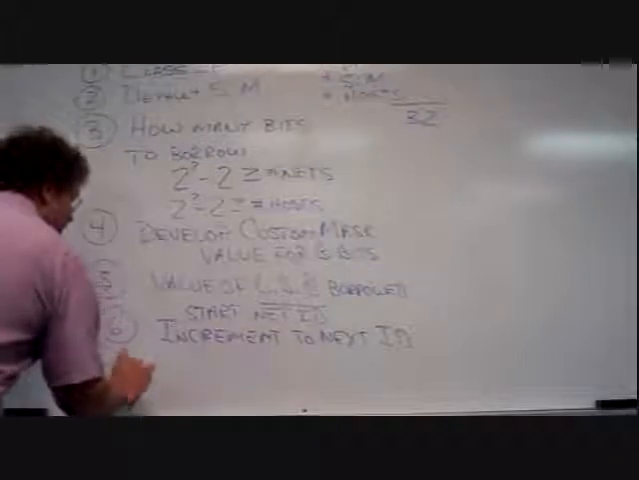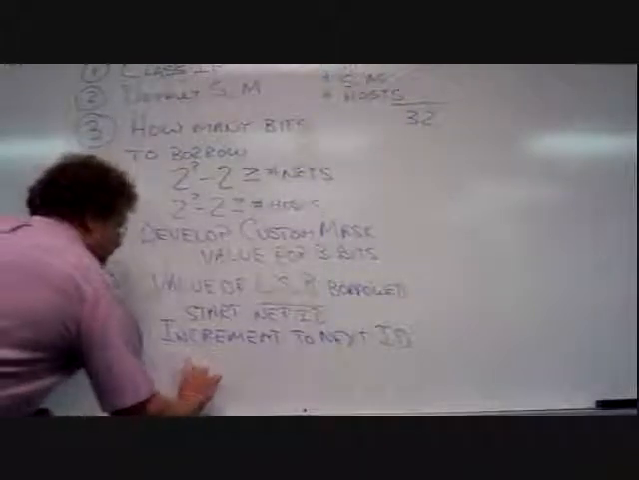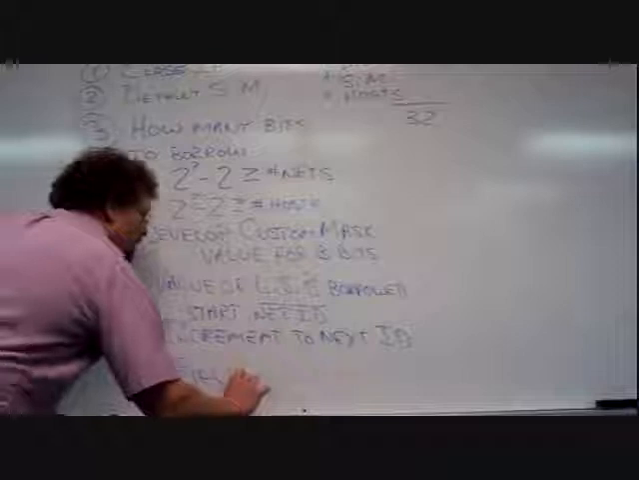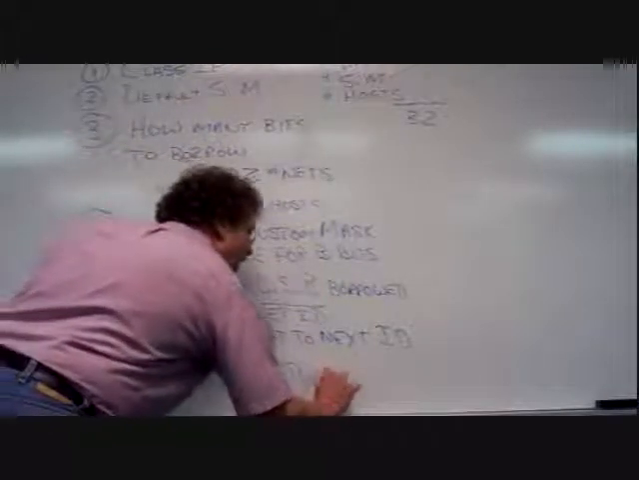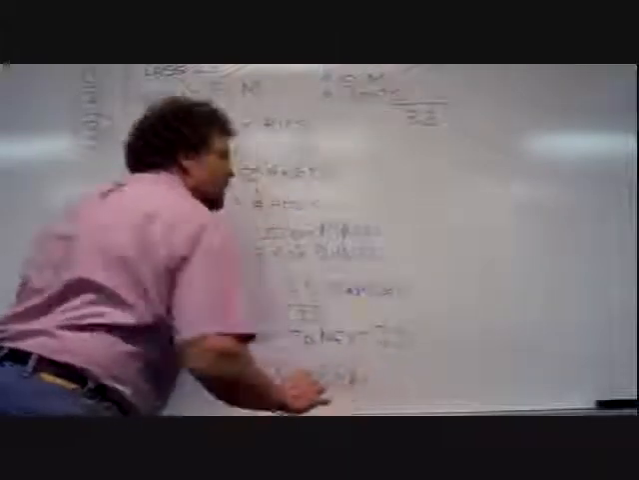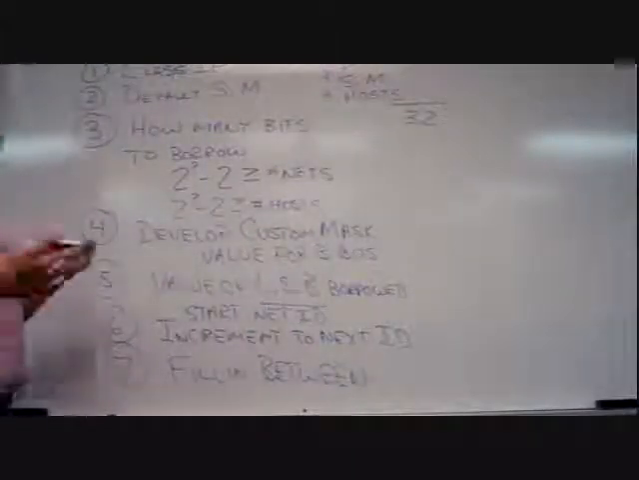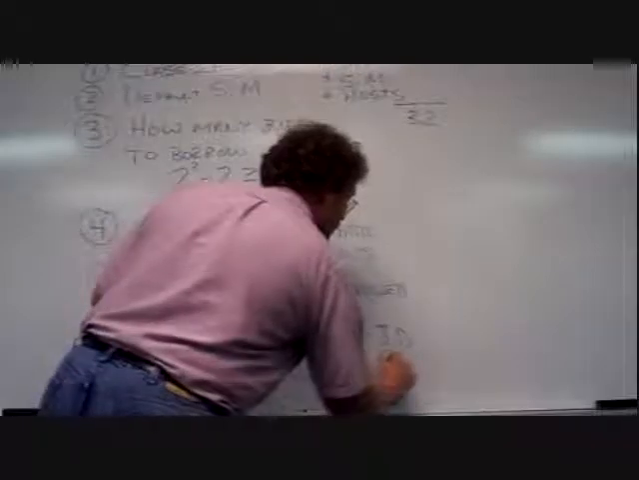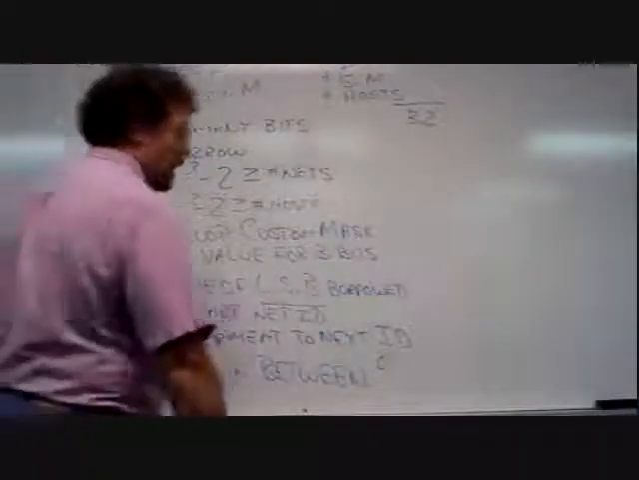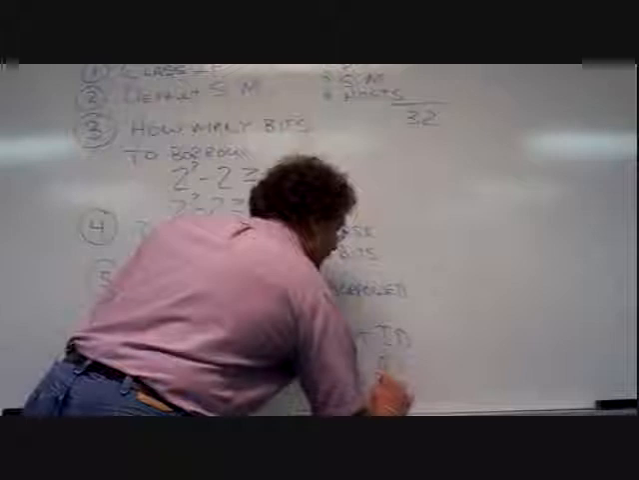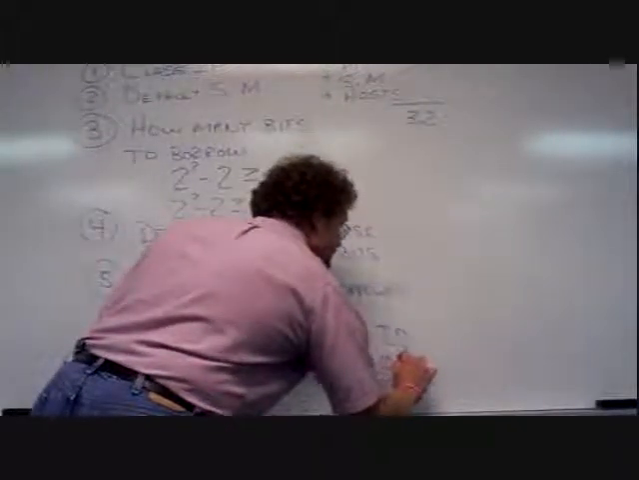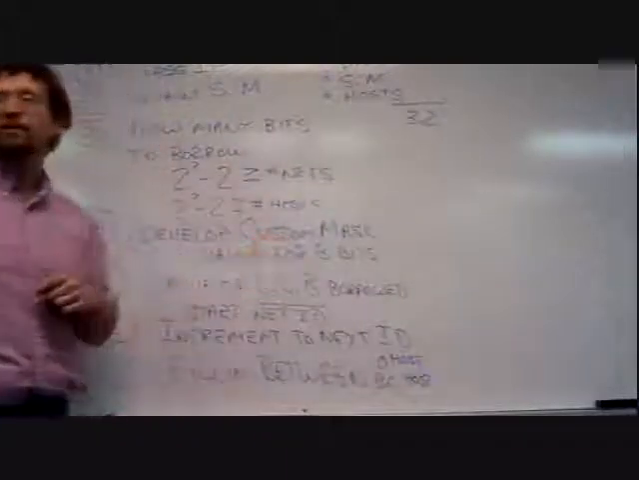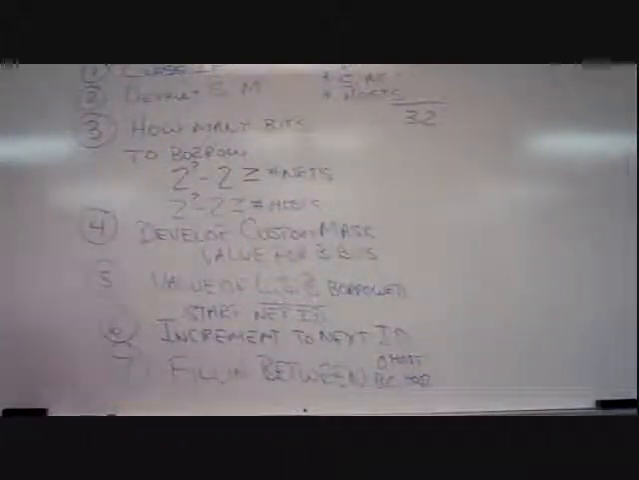Step 7, fill in between. Now we fill in the host IDs in between for usable hosts. We throw out the 0 host. We throw out the broadcast host. Throw out the 0 host, throw out the broadcast host, and we've subnetted our network.